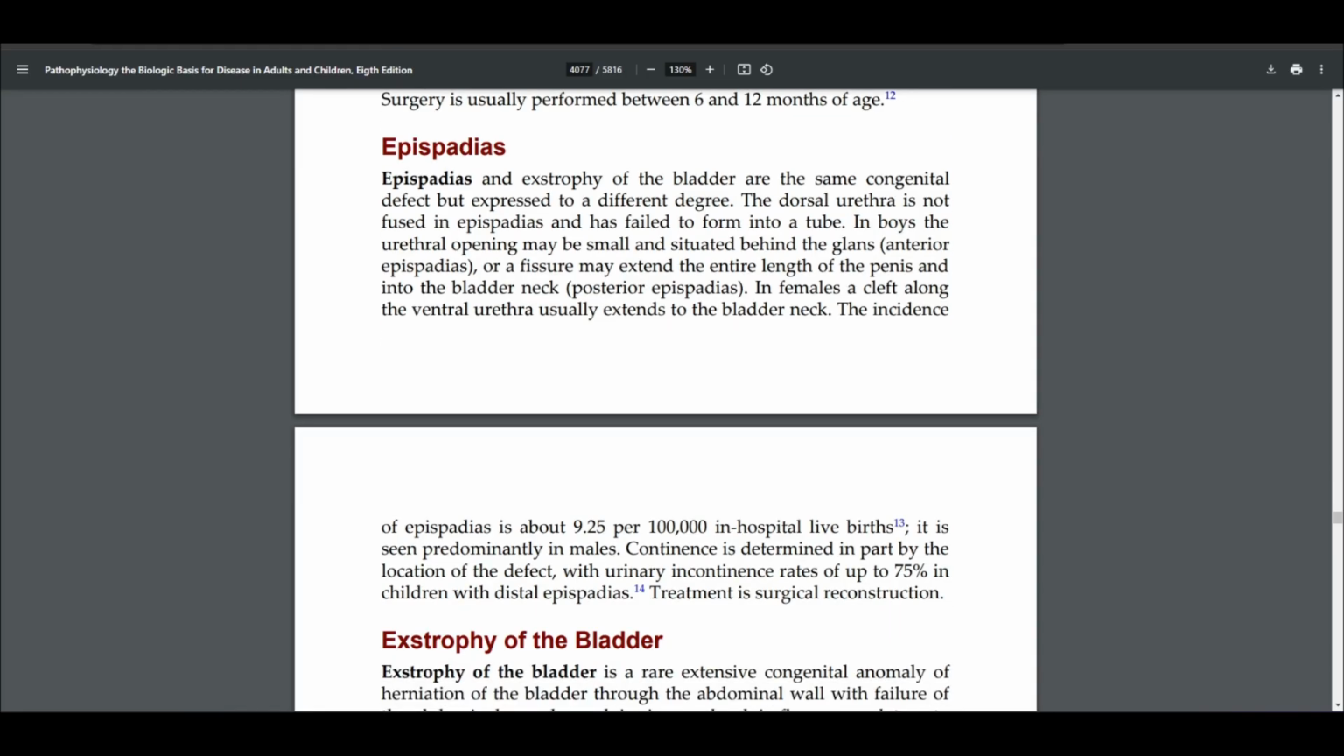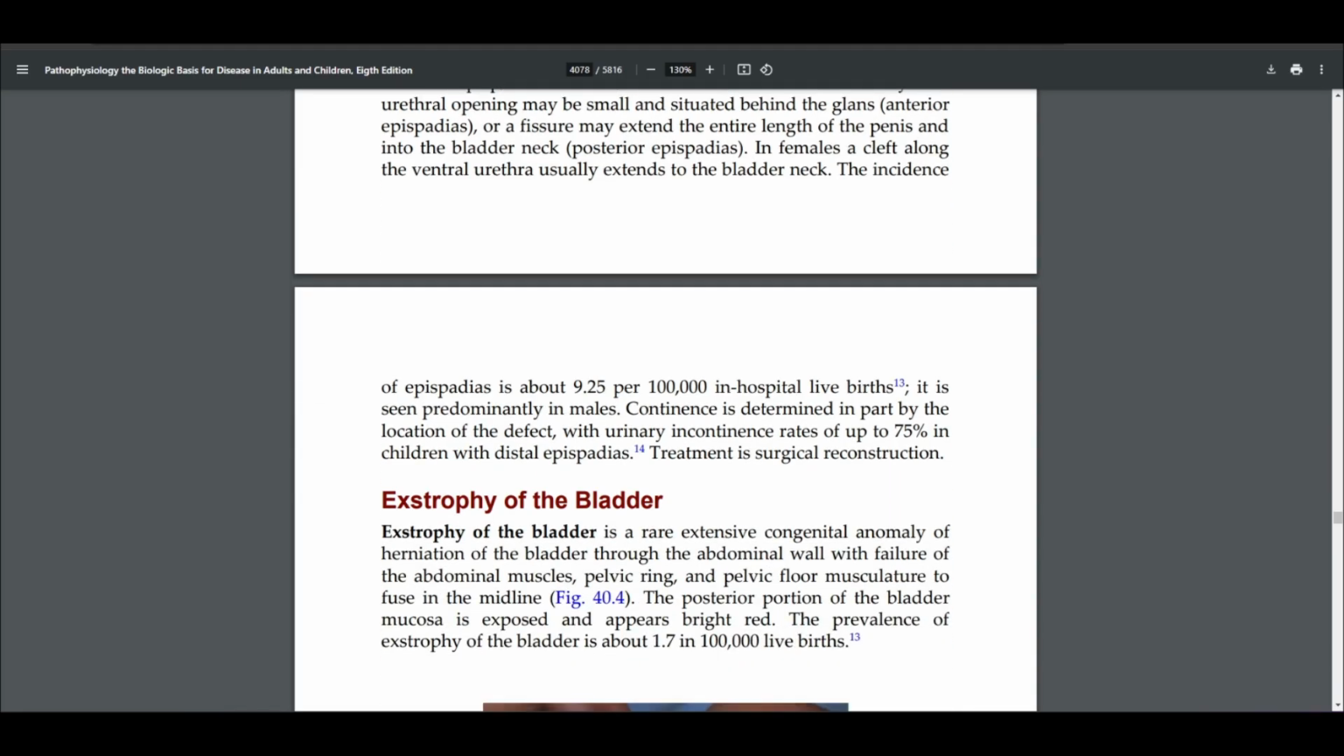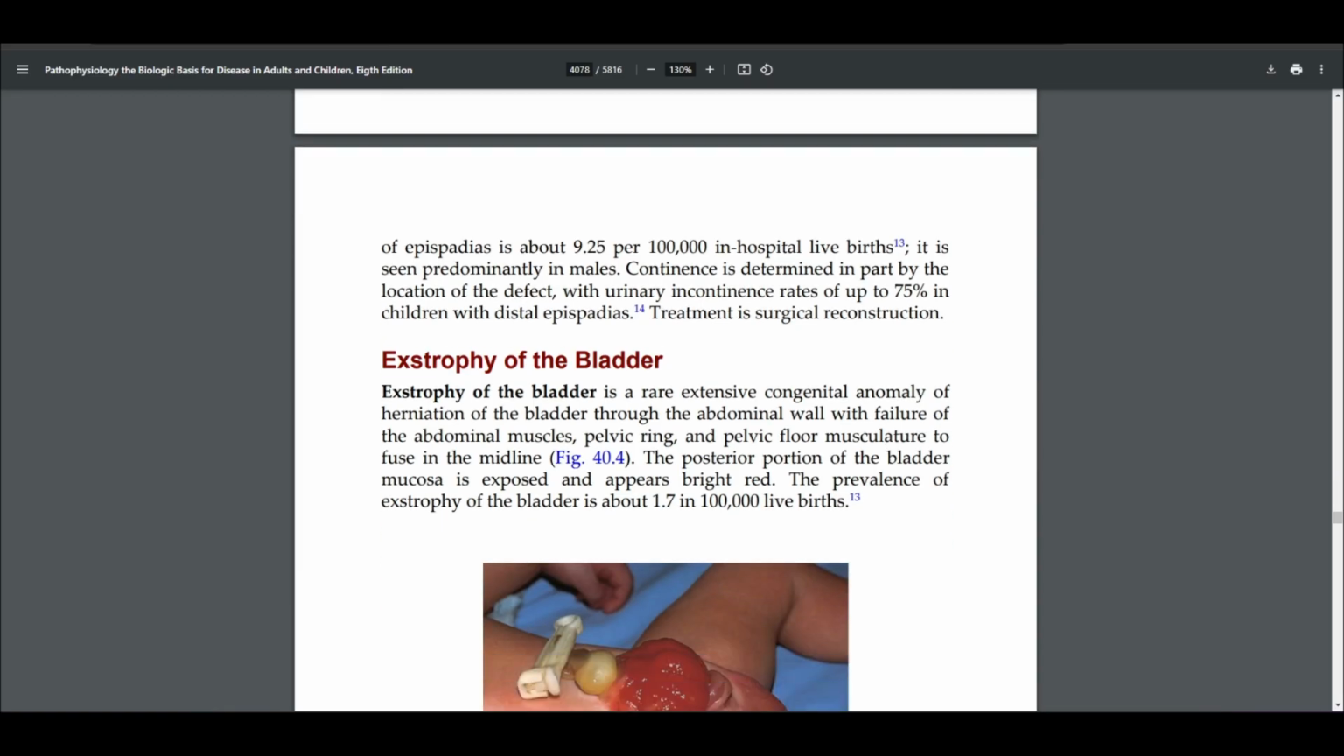The incidence of epispadias is about 9.25 per 100,000 in hospital live births. It is seen predominantly in males. Continence is determined in part by the location of the defect, with urinary incontinence rates of up to 75% in children with distal epispadias. Treatment, again, is a surgical reconstruction.